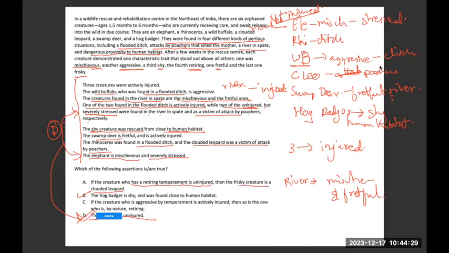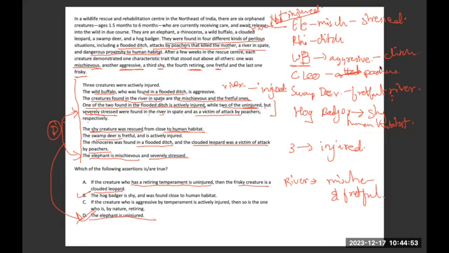Because this statement proves that one. It's written: one of the two found in the flooded ditch is actively injured, while two of the uninjured but severely stressed were found in the river spate and as a victim of attack by poachers respectively. They were uninjured. Okay.